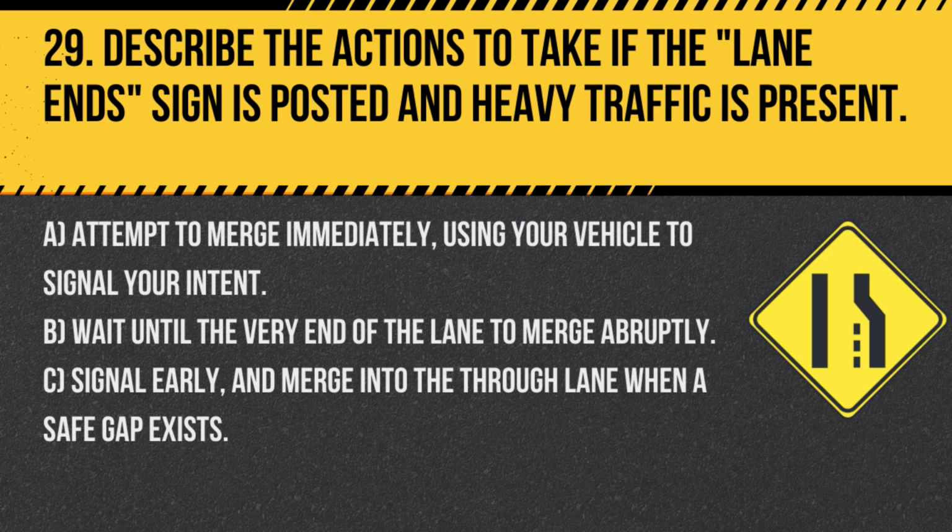Question 29. Describe the actions to take if the lane end sign is posted and heavy traffic is present. A. Attempt to merge immediately, using your vehicle to signal your intent. B. Wait until the very end of the lane to merge abruptly. C. Signal early and merge into the through lane when a safe gap exists. Answer: C. Signal early and merge into the through lane when a safe gap exists. Early signaling and finding a safe gap help prevent traffic disruption and accidents.